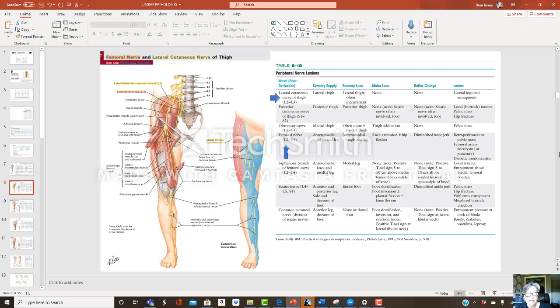Sensory loss is going to be anteromedial thigh and leg. Motor loss, you're going to have a decrease, plus or minus, knee extension, femoral nerve, hip flexion. You're going to have a diminished knee jerk. The lesion is going to be a retroperitoneal or pelvic mass, femoral artery aneurysm or puncture, and diabetic mononeuritis.